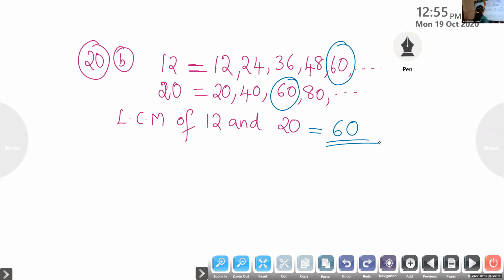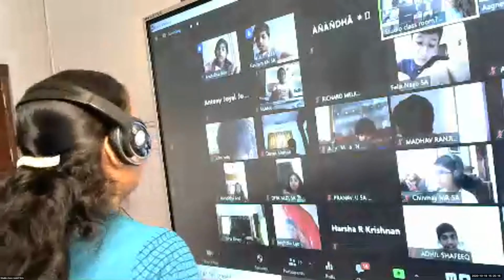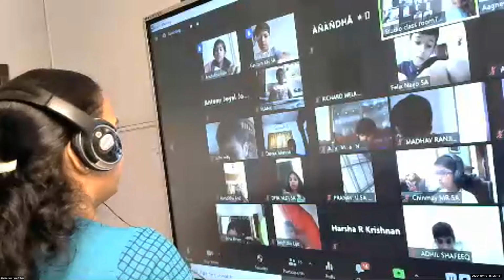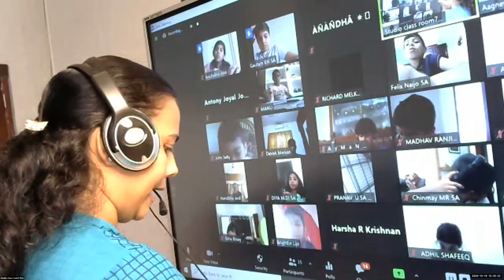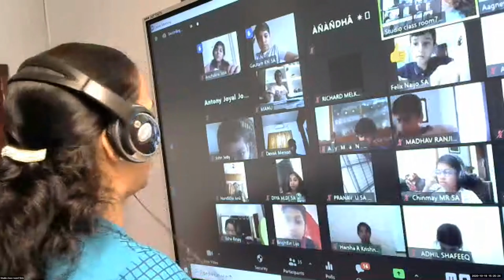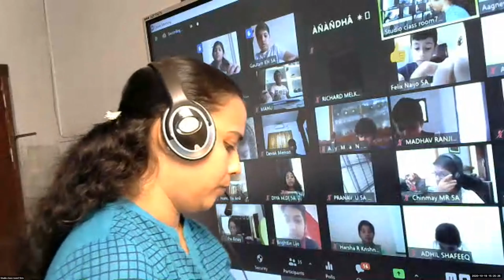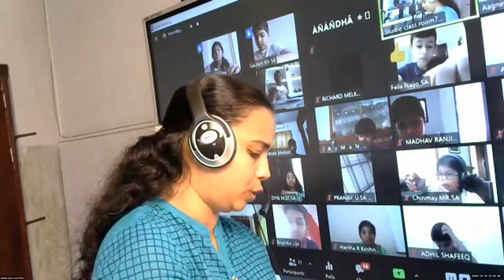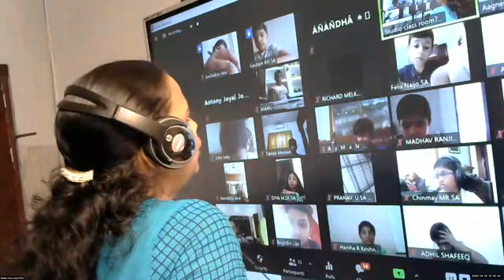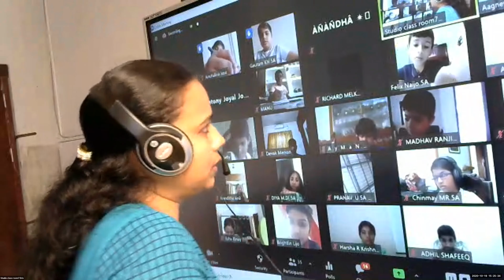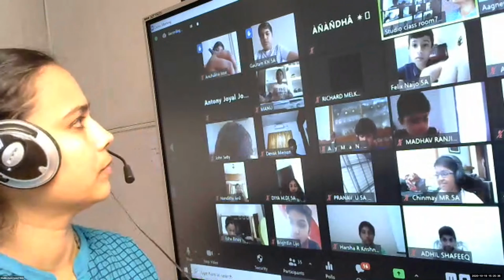Okay, now you have to do these two questions. You have the answer with you now. Question number 20A, LCM of 10 and 15 is 30 and LCM of 12 and 20, the answer is 60. Do using prime factorization method now in your rough book.